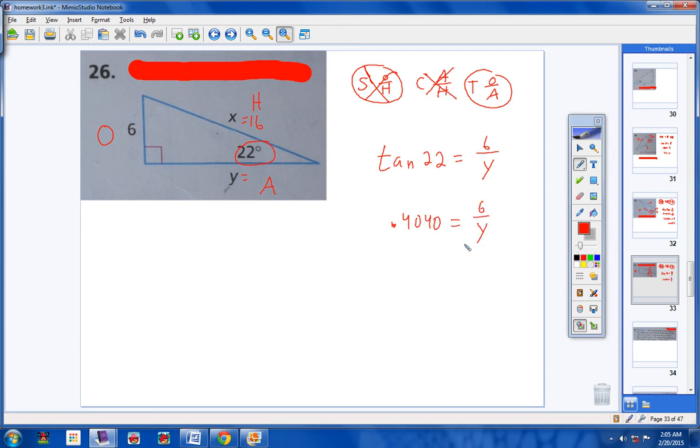Now the denominator is y, so we're going to multiply both sides by y. So the left side is 0.4040y. The right side, when you multiply 6 over y times y, y is y over 1, you're left with 6. Okay, so now we're going to take 6 and divide it by 0.4040 to get y all by itself. Okay, and the answer would be 14.850.